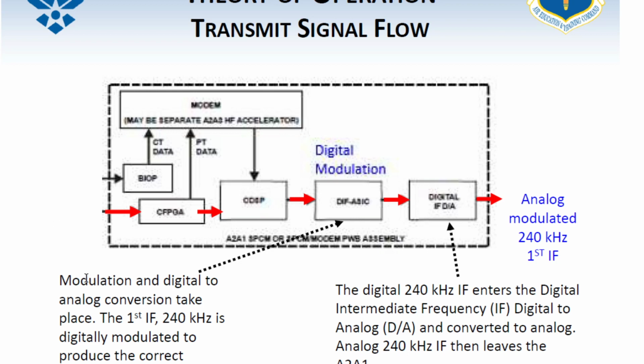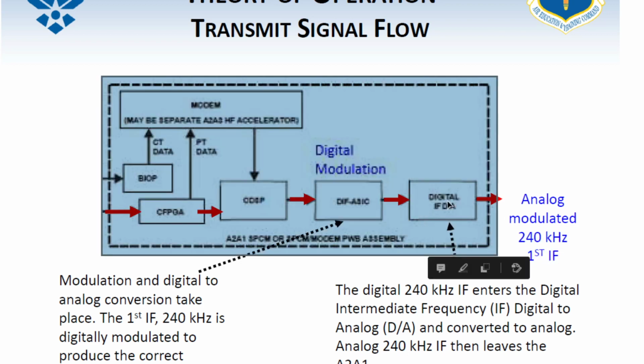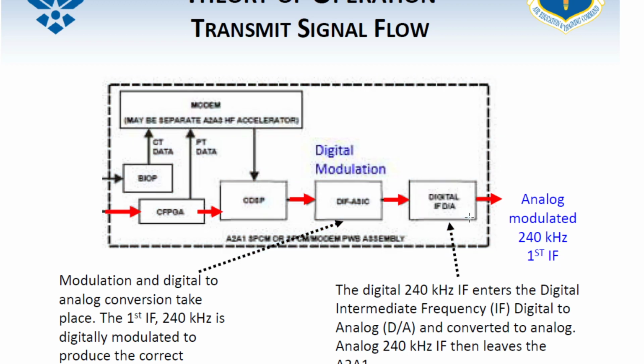It says it modulates and digital to analog conversion take place here. The first IF is the 240 kilohertz. It is digitally modulated to produce the correct modulated waveform. So this is our first IF happening here. It's getting created here. However, it's not getting pushed out yet in the analog format that we need it in. We need it in this analog format because it's about to go through the A3 section of the radio, and that's, as it said before in the subassemblies and assembly breakdown, is the analog RF section of the radio. And there's a specific reason it does have to be this 240 kilohertz number here. And I'll explain that in a little bit. So what do you guys think D/A stands for?